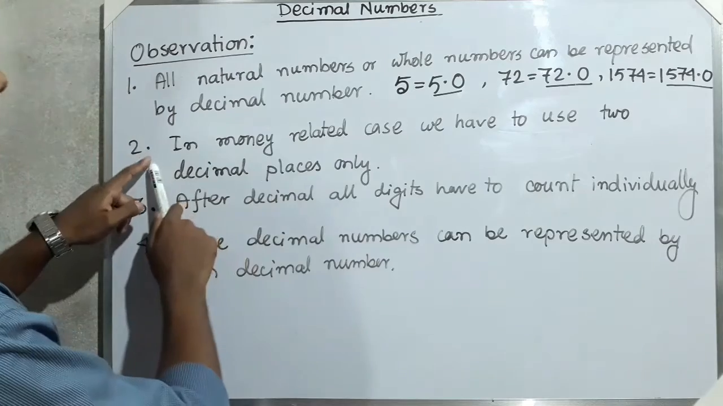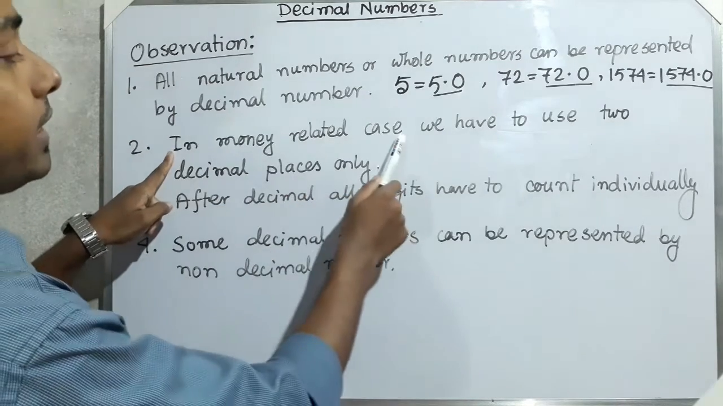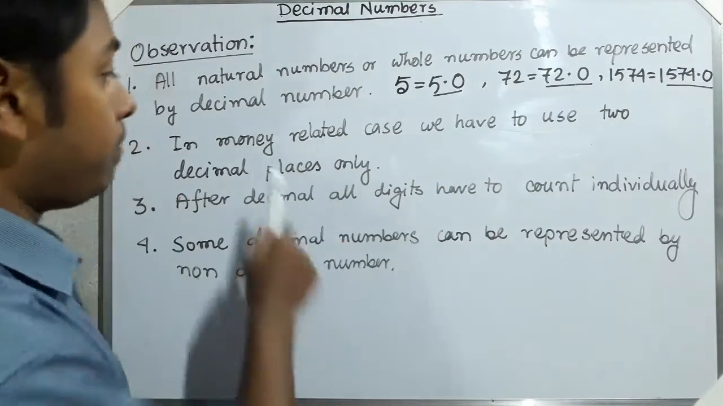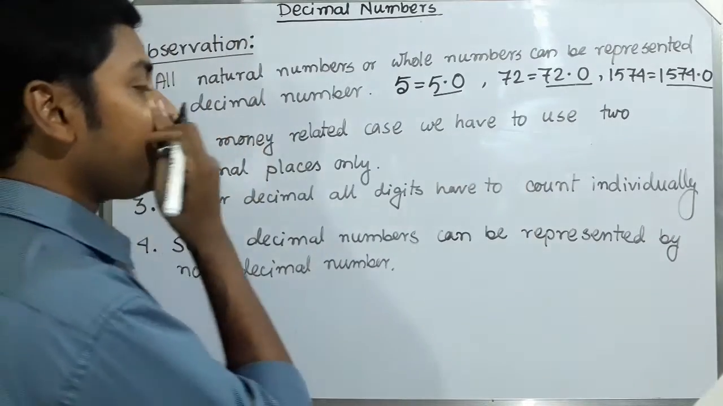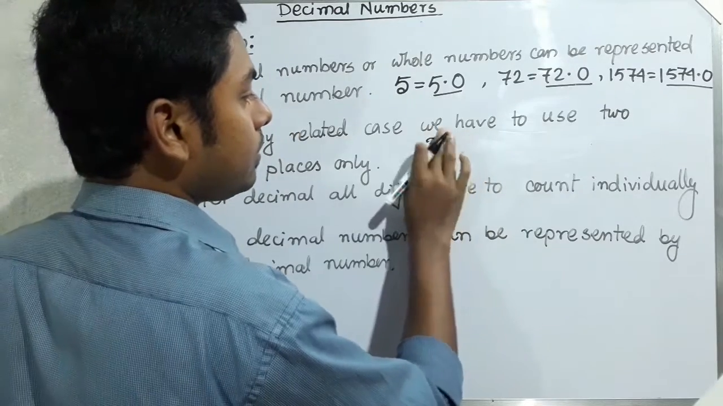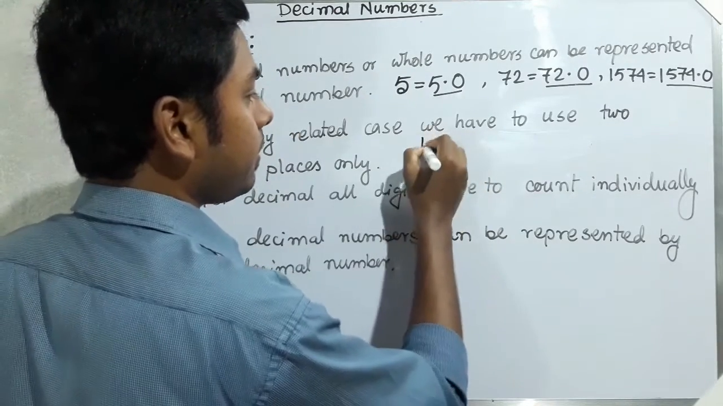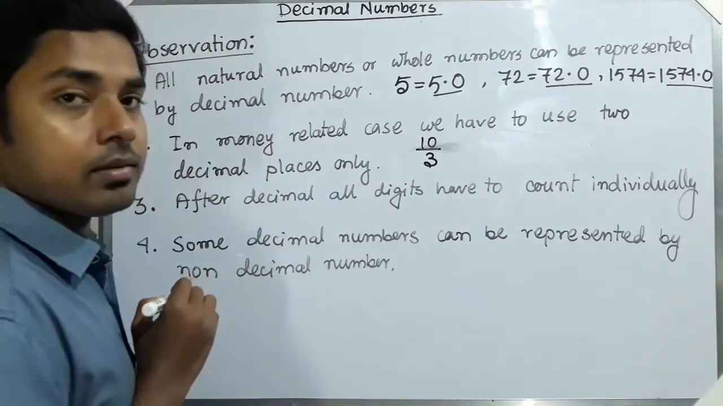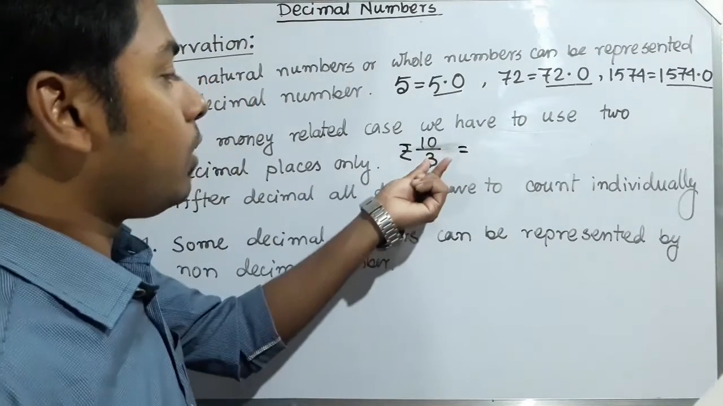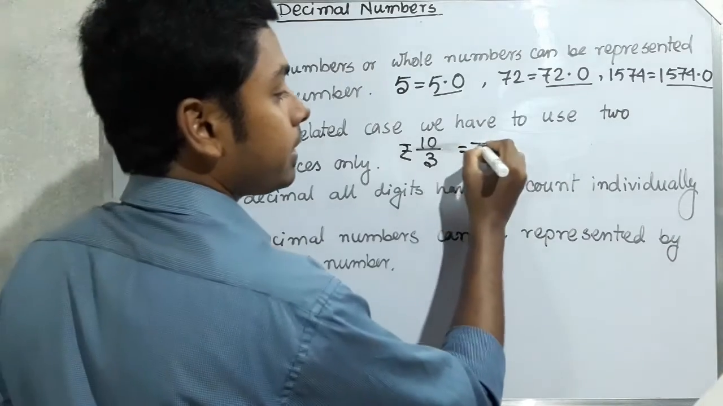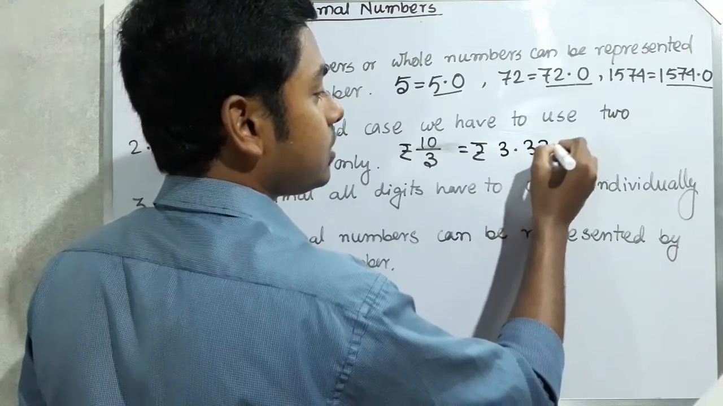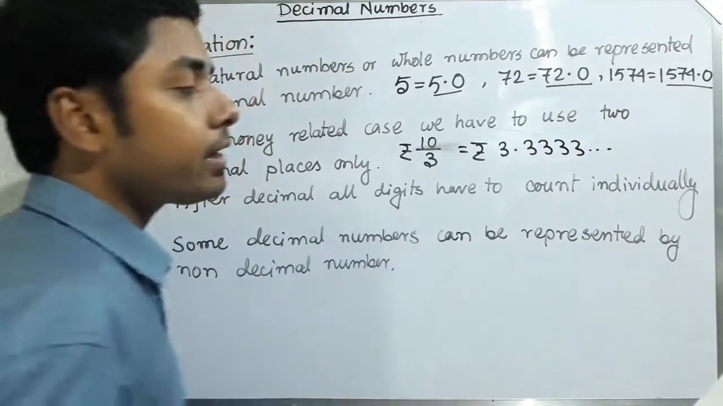Okay, now the second observation is what? In money related cases we have to use 2 decimal places only. In money related cases means, suppose I am giving an example, I am having 10 by 3 rupees. Now 10 by 3, if you want to write it in decimal, then how to write? 3.3333, and it will be continuing.